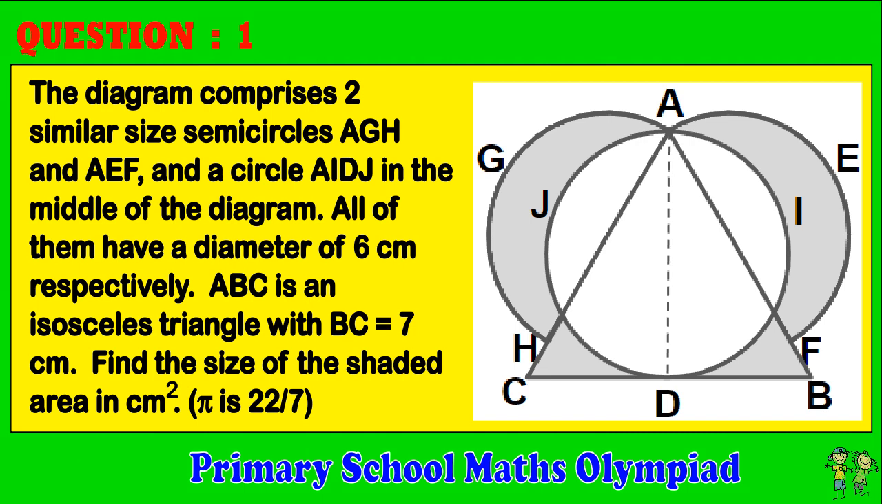Question 1. The diagram comprises 2 similar-sized semicircles AGH and AEF, and a circle AIDJ in the middle of the diagram. All of them have a diameter of 6 centimeters respectively. ABC is an isosceles triangle with BC equals 7 centimeters. Find the size of the shaded area in centimeters square. Pi equals 22/7.